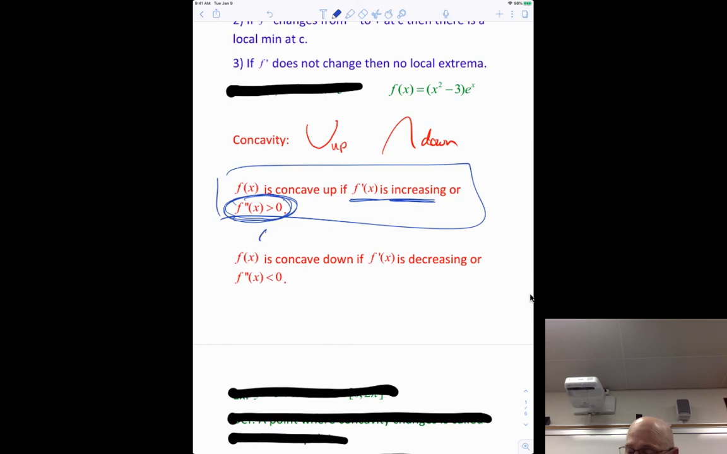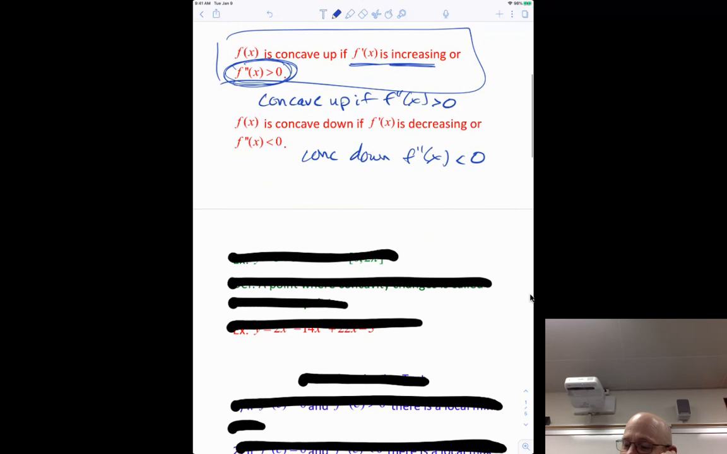So really what you're looking for here, this was all kind of helping you. Concave up if the second derivative is positive. Concave down if the second derivative is negative. Okay, that's all there is to it.